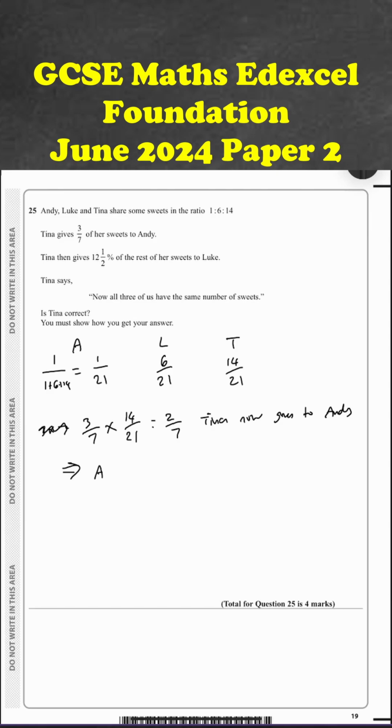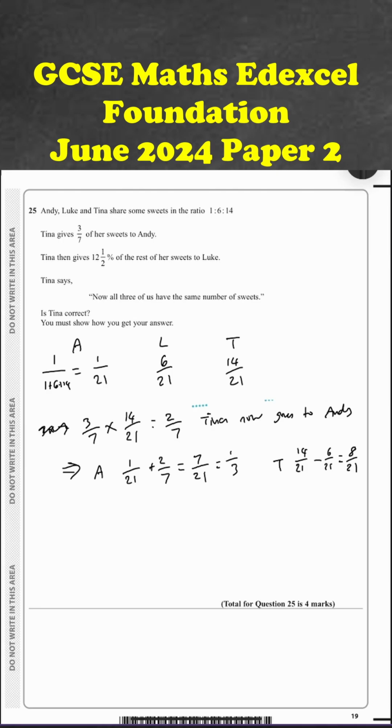Therefore, Andy now has 1 over 21 plus 2/7. 2/7 is the same as 6 over 21, so he now has 7 over 21 sweets, which is a third. Tina now has 14 over 21 minus 2/7, which is 6 over 21. She now has 8 over 21 sweets. Luke still has the same.